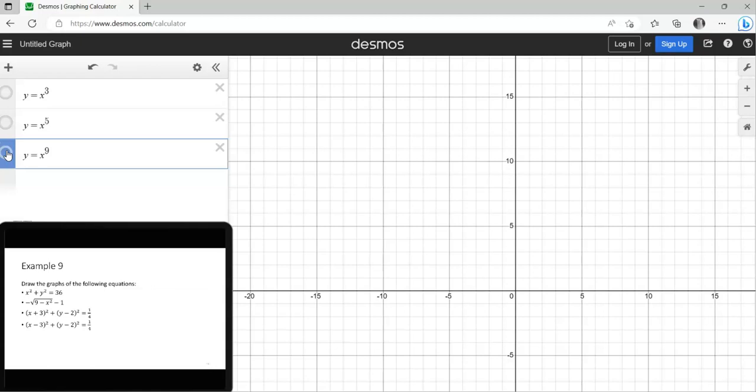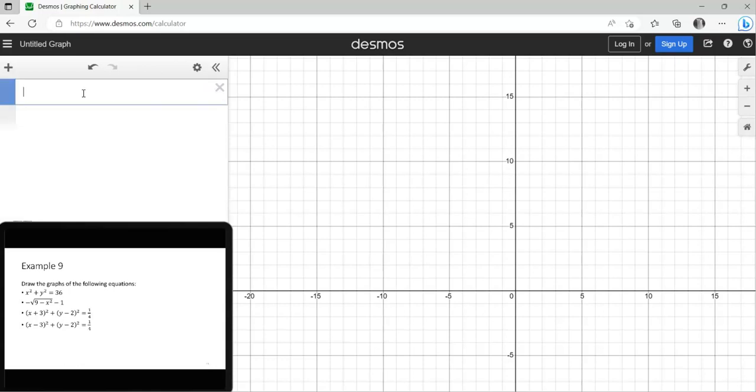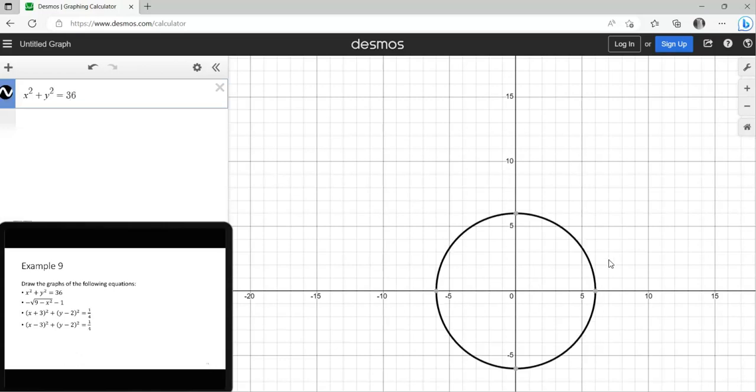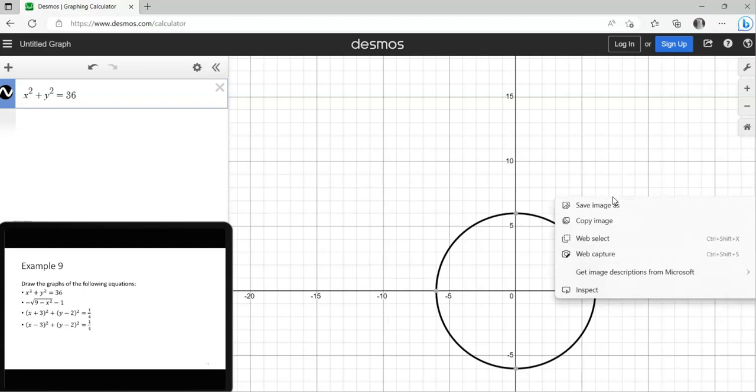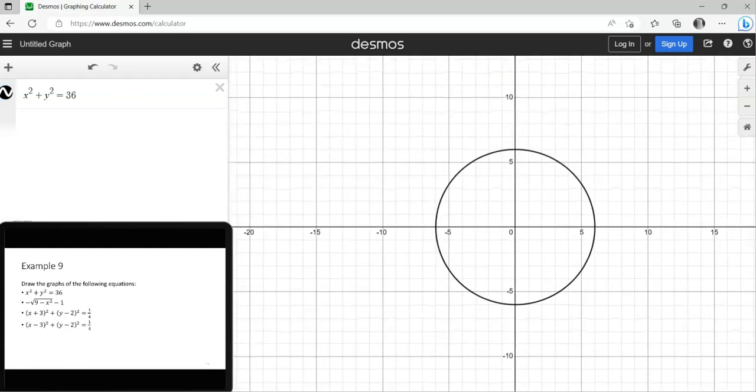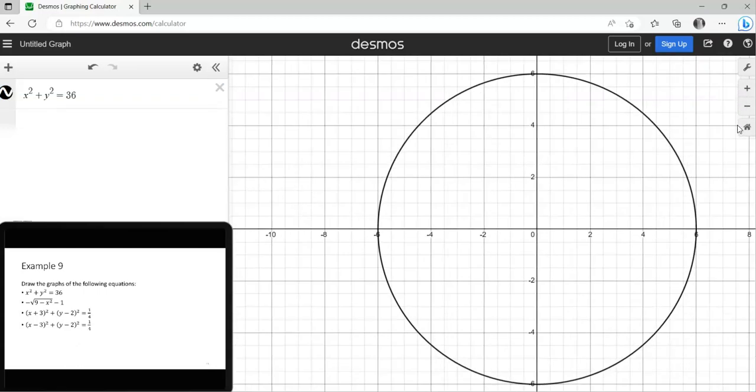And finally, let's try to do a series of graphs. Let's see what happens. So let's say I want to draw x squared plus y squared equals 36. Okay, let's go ahead and center that. All right, so that's that one.